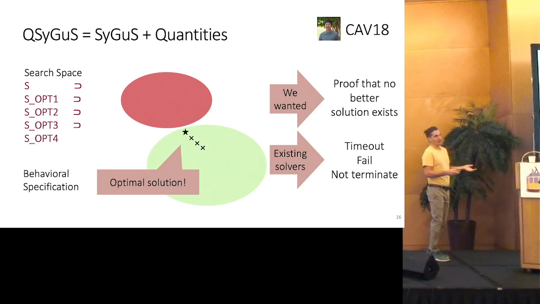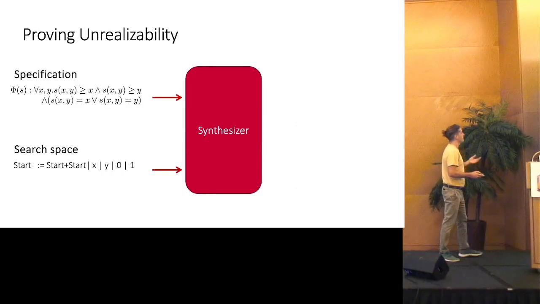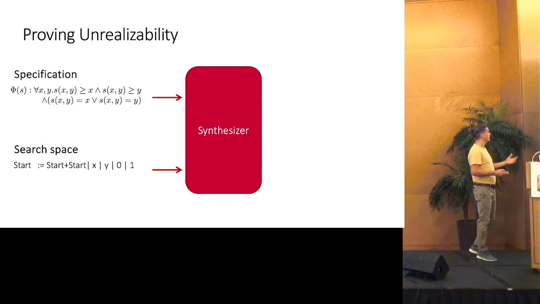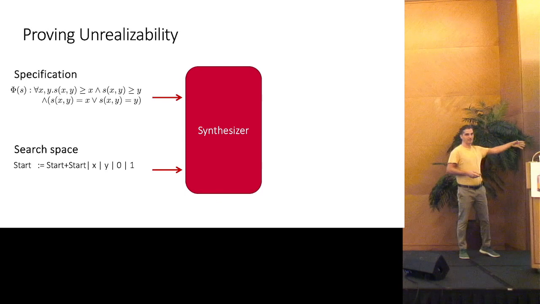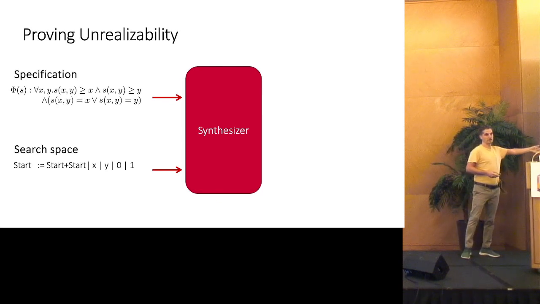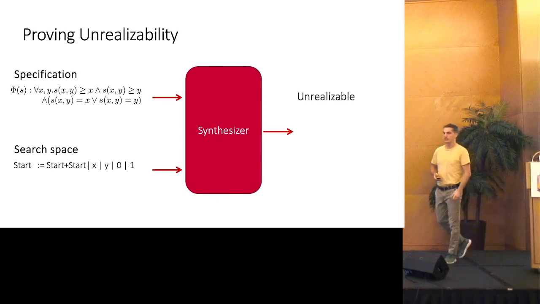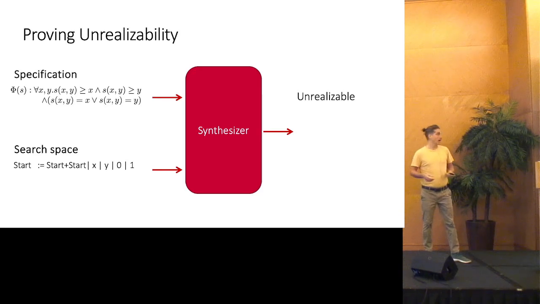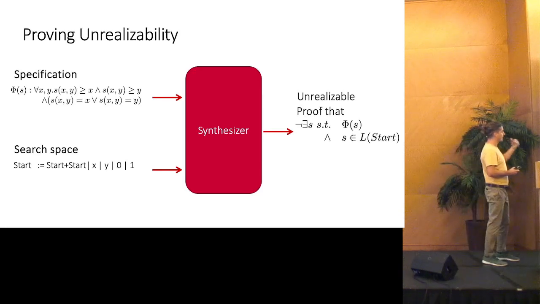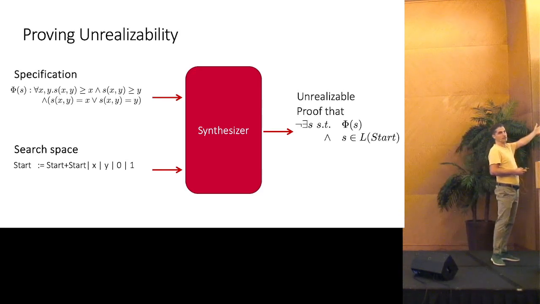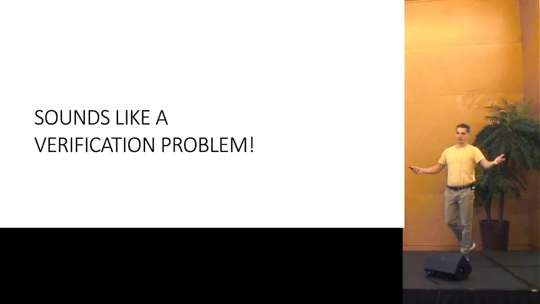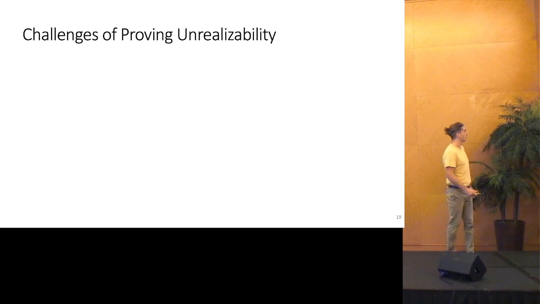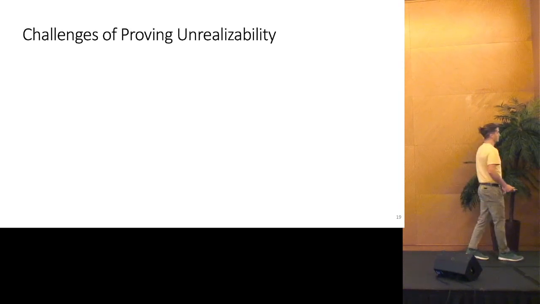And now I think you get the connection. This is called unrealizability. I have a specification. I have a grammar of programs. In this case, there is no program of this form that can compute the max of 2 numbers. And what we wanted was the answer unrealizable, which is a proof that there doesn't exist a program that satisfies the specification and lies in this search space. This sounds like a verification problem. That's why we want to verify infinitely many programs at once.